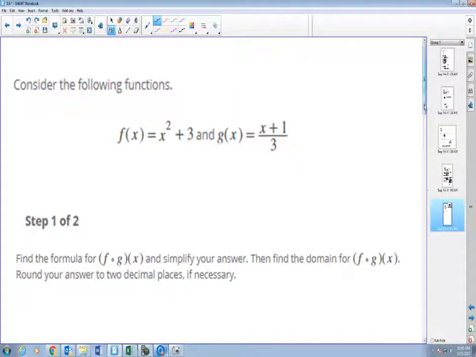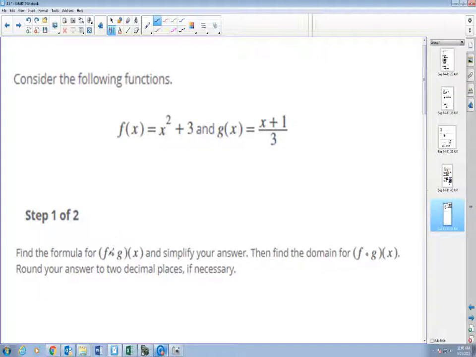Alright. This one. Composition of functions. f of g of x. Okay. Same thing. Take my function g, put it inside the function f wherever I see an x, which is right there.